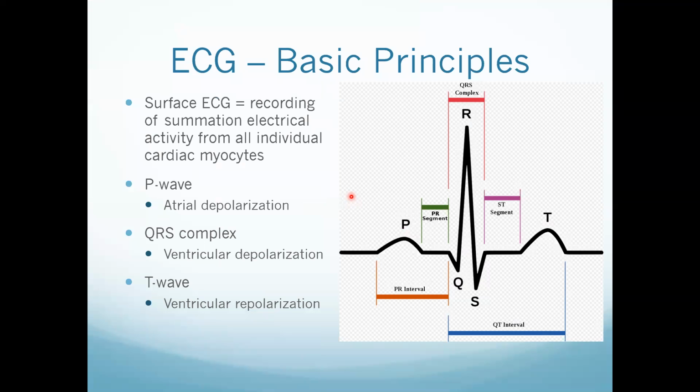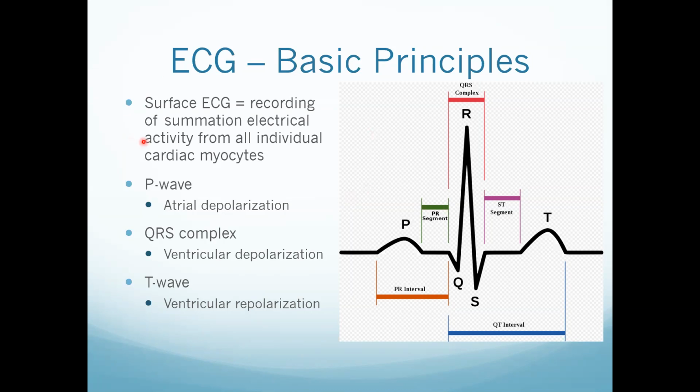So when we look at the ECG itself, what is it? The surface ECG that we look at and that we'll take a recording of is essentially the sum of all the electrical activity from all the individual cardiac myocytes within the heart. And so the different waveforms we're going to see are going to reflect different portions of depolarization throughout the structure of the heart itself.